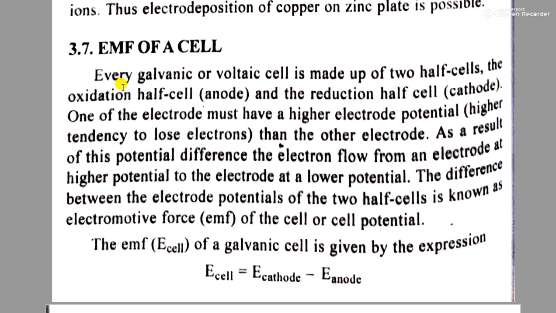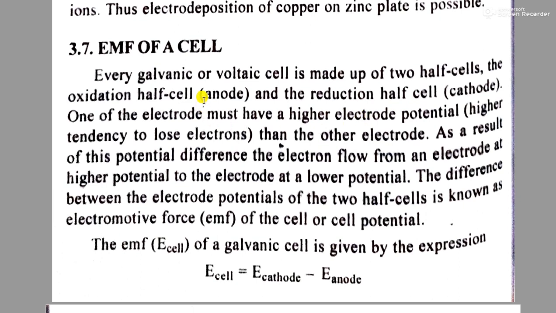So every galvanic or voltaic cell is made up of two half cells. The oxidation half cell, that is the anode, and the reduction half cell, which is the cathode. So one of the electrodes must be having a higher potential. So it will be having a higher tendency to lose the electrons when compared to the other electrode. As a result of this, a potential difference is created. So the potential difference is a result of this difference in the electrode potential.